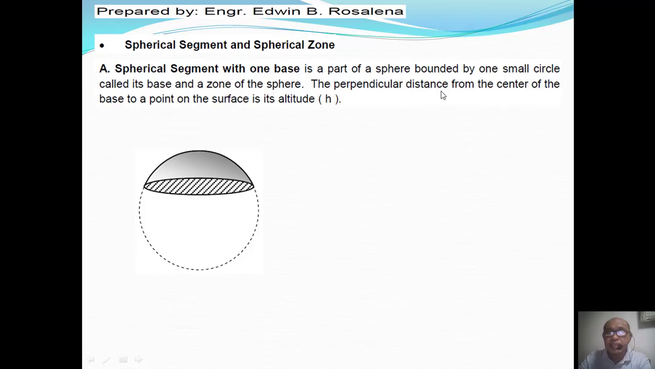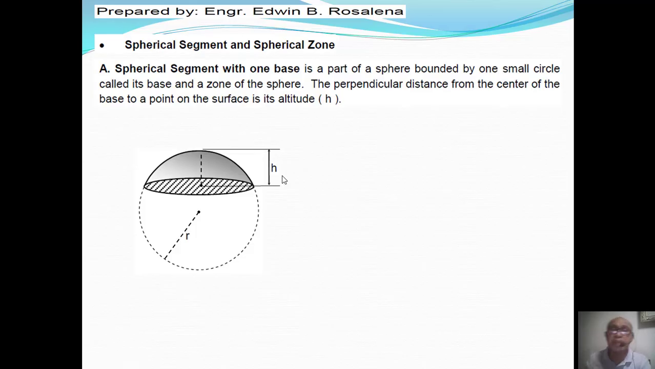So ito lang. So this is composed of a small circle. No? And then this is what we call the zone. So the part in between the circle and the sphere is what we call a zone. So the surface of that. So we call this the zone. Okay. So we have here the radius r of the sphere. Then we have here the perpendicular distance from the center of the base to the point on the surface of the zone is what we call the altitude, and that is h.